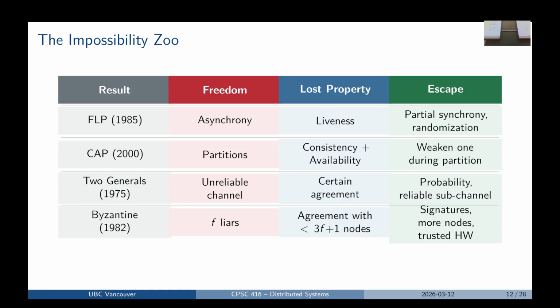And so in each of these, the actual way that we escape, so this is what we lose in each of those. We lose liveness in FLP, we lose consistency and availability in CAP. Now that's the combination of them, not either or, it's both. We lose certain agreement in the two generals case, and we lose agreement across the spectrum in the Byzantine case.